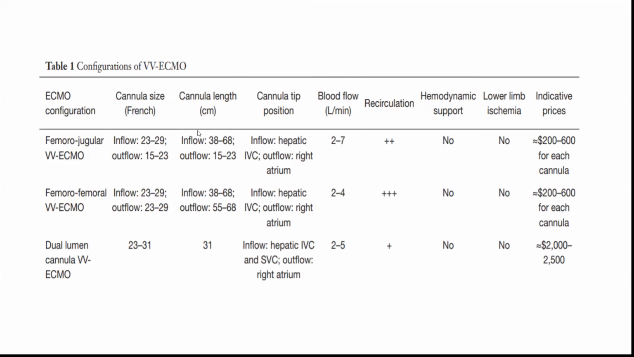Based on whichever configuration you pick, it can have an effect on how much flow you can have through the ECMO circuit. So you can see that the fem jugular and the fem end up having, this is gauged a little bit low, but end up having higher flows than the dual lumen just because you can get to larger sizes. The dual lumen most of the time has a restriction on flow, but it can still get up to 4 to 5 liters.